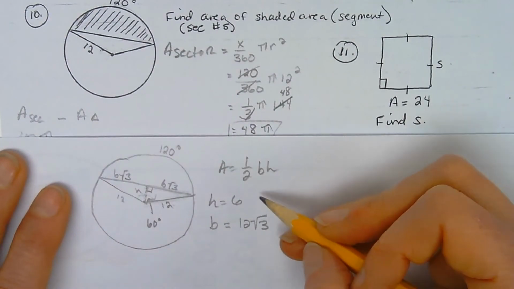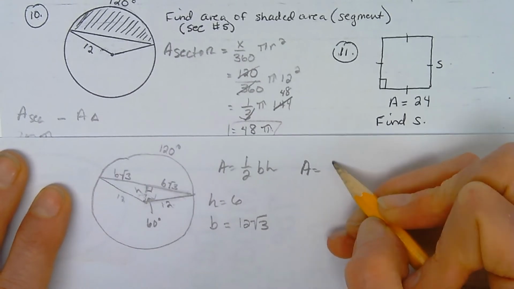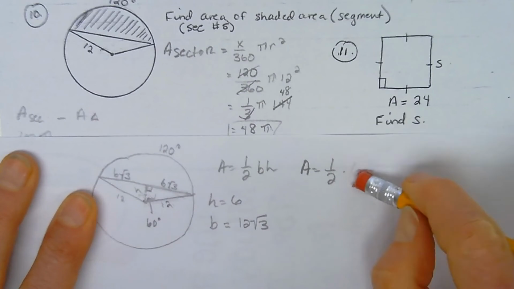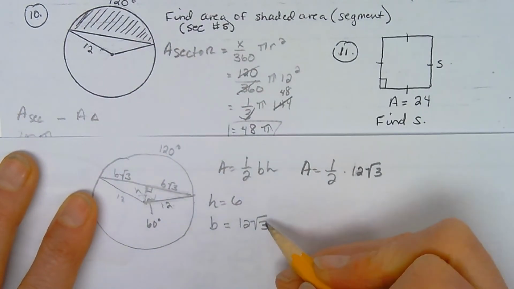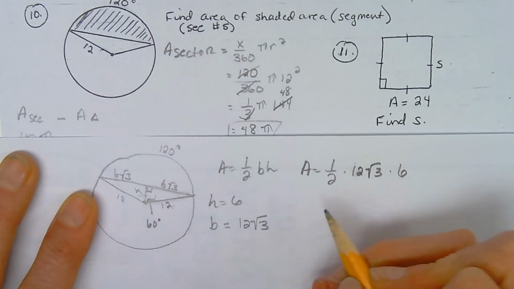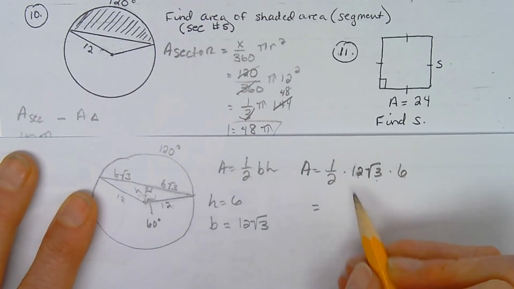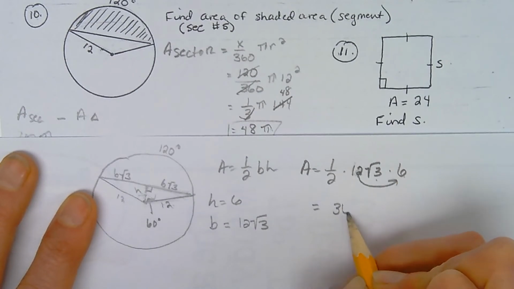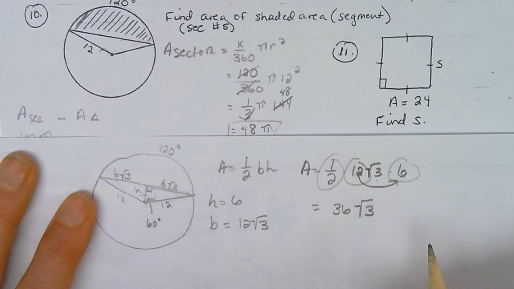Now I'm going to plug in the information that I have to find the actual area. Area equals 1/2 the base, which is 12 times the square root of 3, times the height, which is 6. So that's 1/2 times 12 rad 3 times 6. Well, 1/2 of 12 is 6. 6 times 6 is 36. I'm just multiplying everything that's on the outside, and then I'm left with rad 3. So this is the area of the triangle.